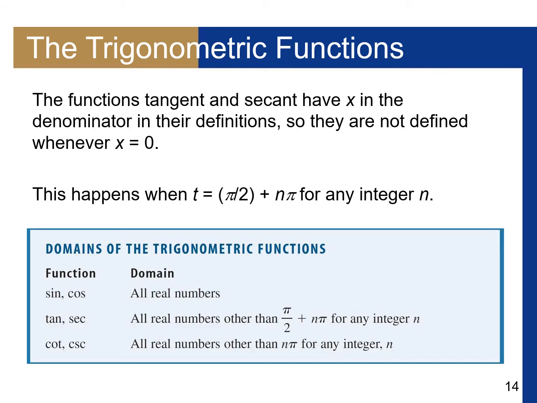The functions tangent and secant have x in the denominator, so they're not defined whenever x equals 0. When looking at the domains of trig functions, for sine and cosine you have all real numbers. For tangent and secant, you have all real numbers other than pi over 2 plus n times pi, because it is a periodic function, so it's going to continue to repeat where 0 is in the denominator. And cotangent and cosecant will again repeat at n pi for any integer n.